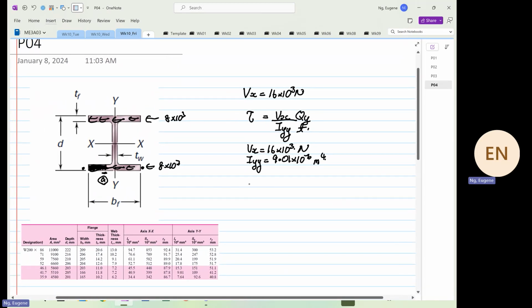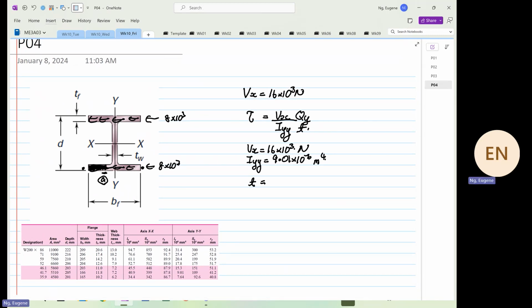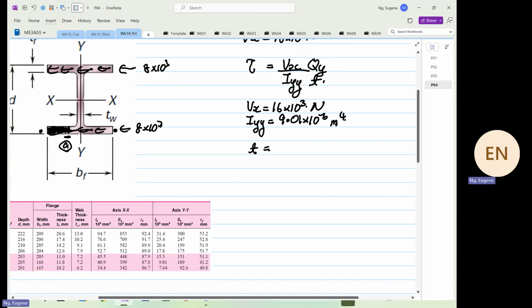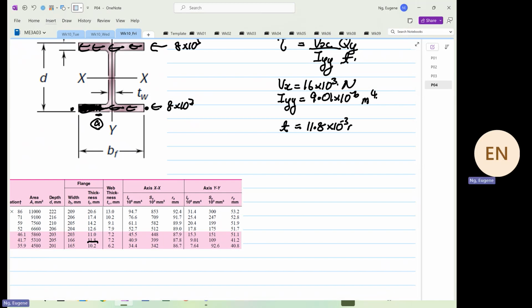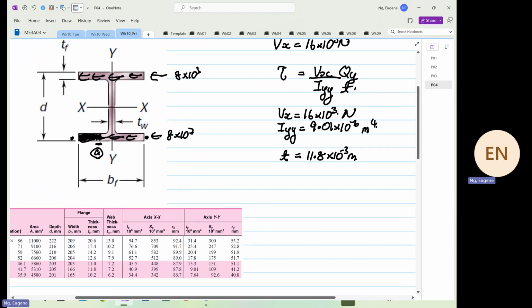And then the next thing is we look at the thickness. So the thickness is what? Can someone tell me what is the thickness? TW or TF? Yeah, you're right. TF is equal to 11.8 times 10 to the power minus 3 meter. Are we clear? If you take TW, we are game over. It's TF because TF is the thickness of the flange.